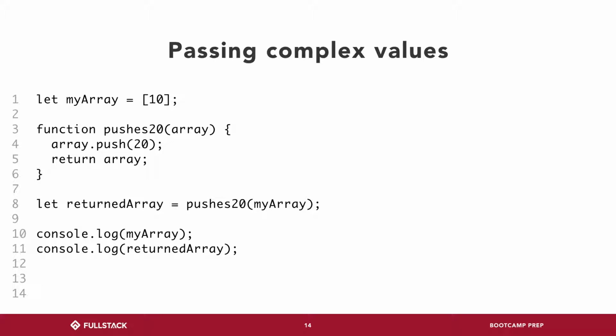We're done with pushes 20. So that variable array, it disappears. But it was just a pointer. So it's completely gone, but the array at memory address 1 is still there. So returned array is now equal to whatever's at memory address 1. It's a pointer to that memory address. So when we log out my array and returned array, they both point to the same place. And it's going to look exactly the same when we log it out. Which means if I say my array triple equals returned array, what will that evaluate to? Exactly.